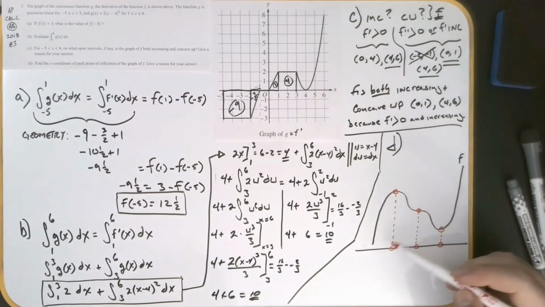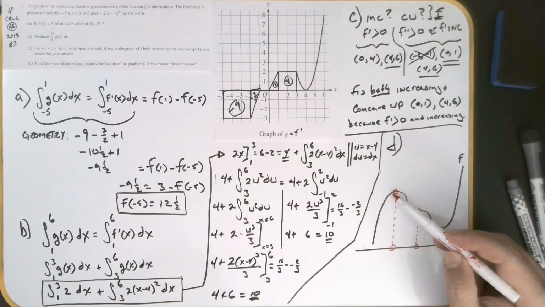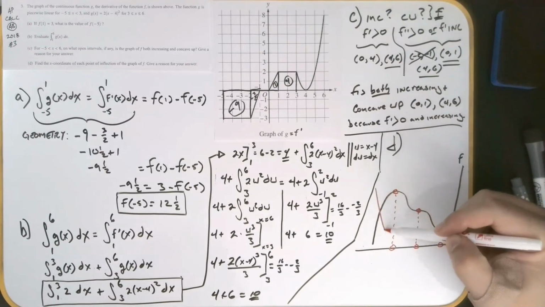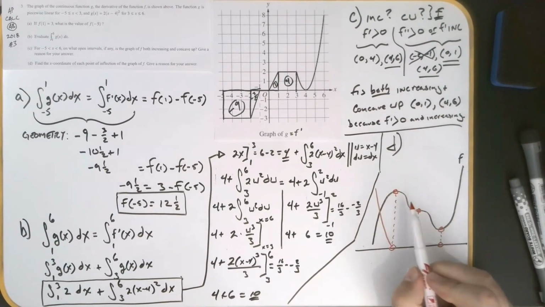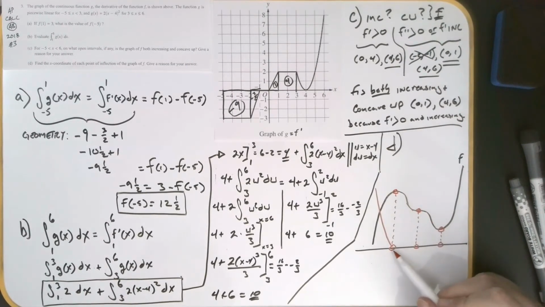So let's see what we do here. The original function is increasing, therefore the graph of its derivative must be positive. The graph of the original function is decreasing, therefore the graph of the derivative must be negative.